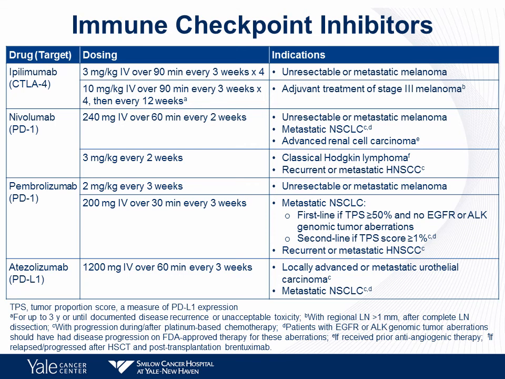Nivolumab was the next, and that is an anti-PD-1 agent. There are two different dosing schedules for this as well. There's a fixed dosing of 240 milligrams IV over 60 minutes every 2 weeks, and that dosing regimen applies to unresectable or metastatic melanoma, metastatic non-small cell lung cancer, and advanced renal cell carcinoma. The other dosing schedule is 3 milligrams per kg every 2 weeks, and that is particularly for classical Hodgkin's lymphoma and recurrent or metastatic head and neck squamous cell carcinoma.